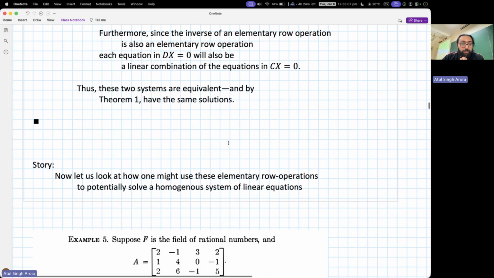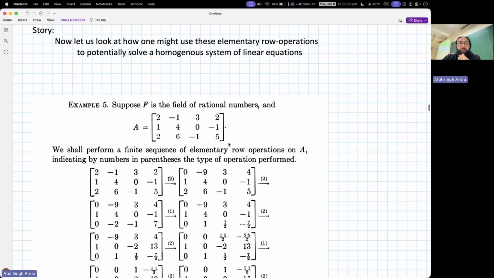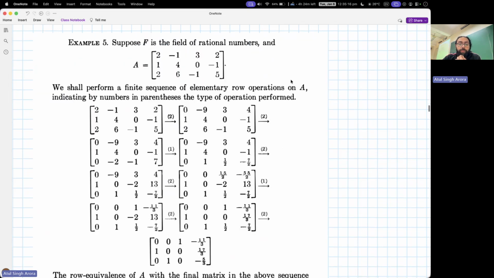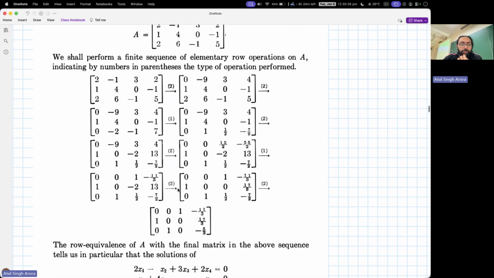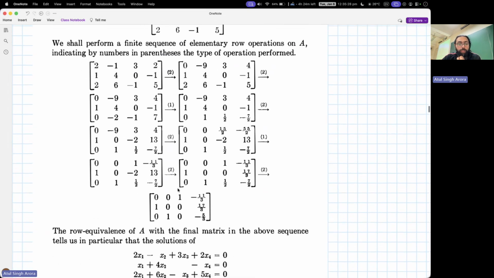Okay, so let's continue. Now let us look at how one might use these elementary row operations to potentially solve a homogeneous system of linear equations. This is stuff that you've done multiple times, maybe not with matrices, but by yourselves. I'll not necessarily go through this. I think maybe we can skip it.